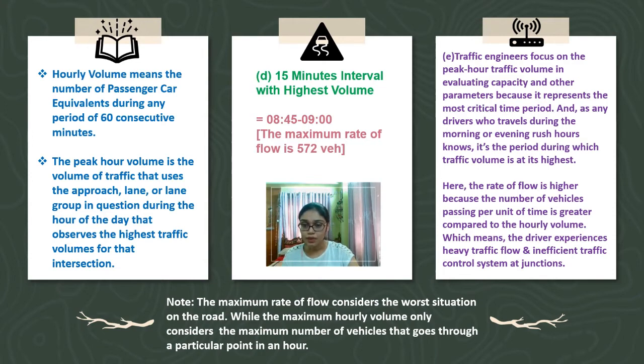So here, the rate of flow is higher because the number of vehicles passing per unit of time is greater compared to the hourly volume, which means the driver experiences heavy traffic flow and insufficient traffic control systems at junctions. Kindly note that the maximum rate of flow considers the worst situation on the road, while the maximum hourly volume only considers the maximum number of vehicles that go to a particular point in an hour. And this is why the rate of flow is higher than the maximum hourly volume.